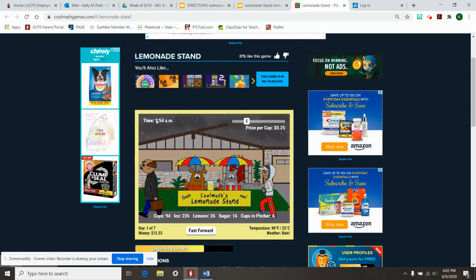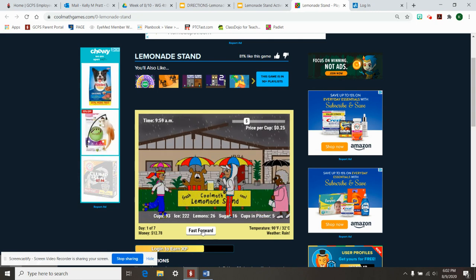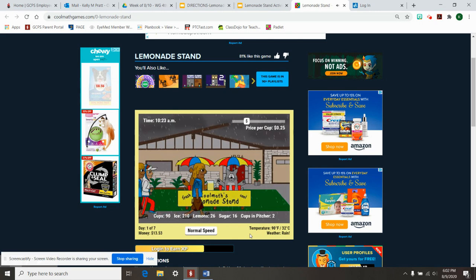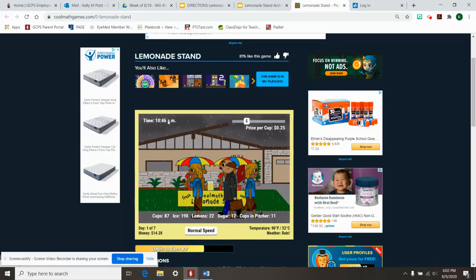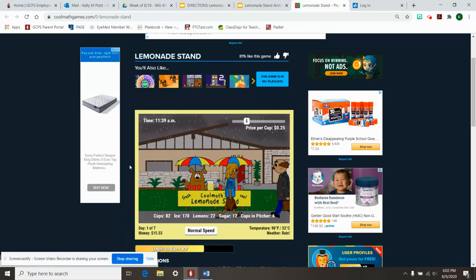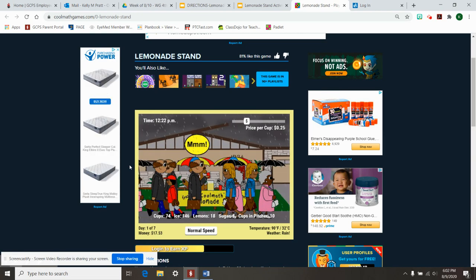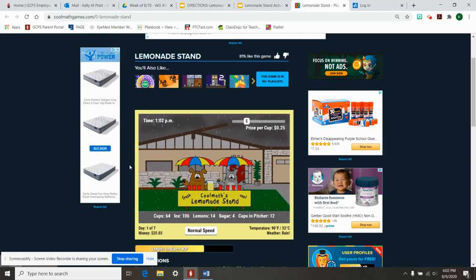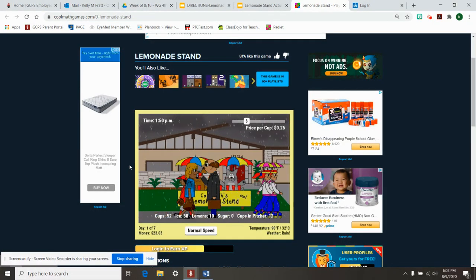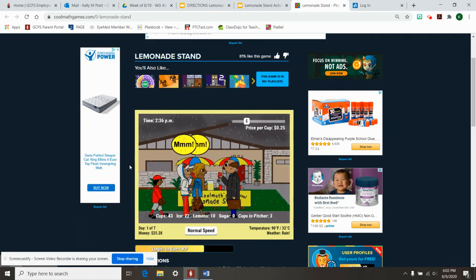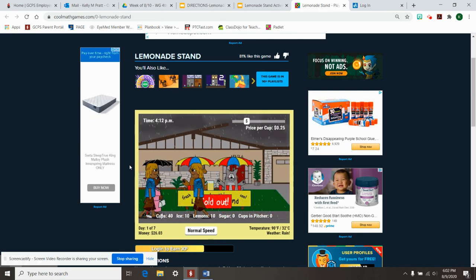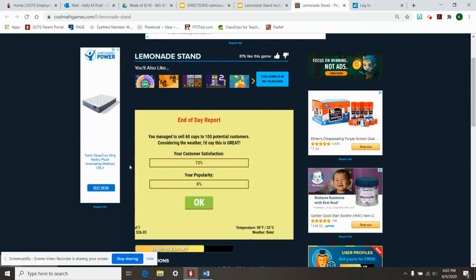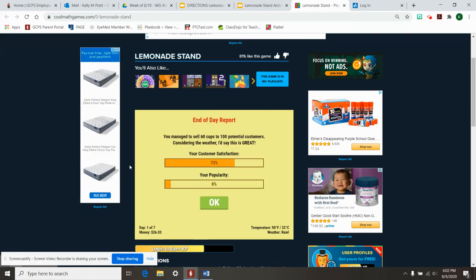If I don't want to sit here and just slowly go through this day, I can hit fast forward, and it's going to speed through the day and through the time so that I can find out what's really going to happen by the end of the day. Notice it's going even faster. I'm selling pretty good. I'm down to 52 cups, 48. Oh, they're going fast now. My popularity must have gone up. Oh, I sold out. So even though I had cups left, I still sold out.